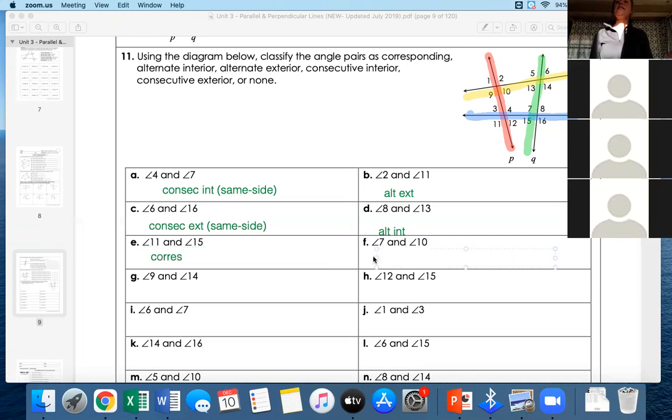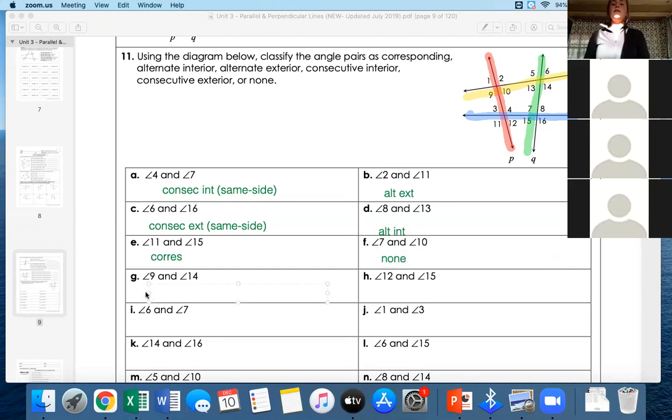How about 7 and 10? So if you really think about this, angles have to both be on the same color in order to have a word to describe them. And 10 is on the red and the yellow. And 7 is on the green and the blue. Good job, Naila. So the answer is none.